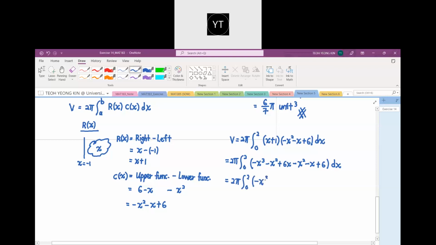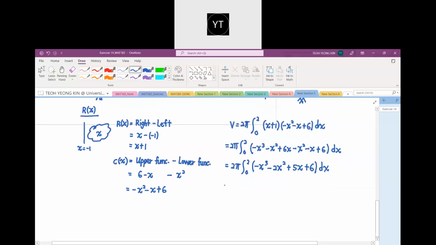We try to simplify. Negative x cubed, negative x squared minus negative x squared, so I have negative 2x squared. Positive 6x minus x is positive 5x, and then plus 6 with respect to x. And then we start to integrate. Here is equal to 2 pi, integration of negative x to the power 4 over 4 minus 2x cubed over 3 plus 5x squared over 2 plus 6x, from 0 to 2.